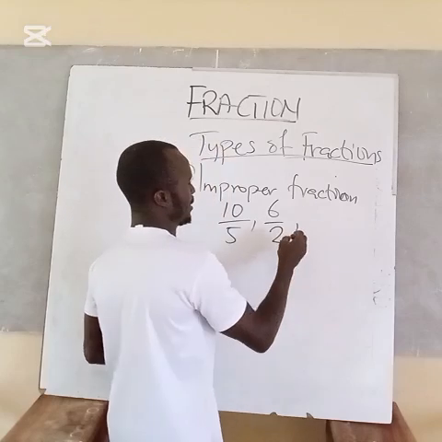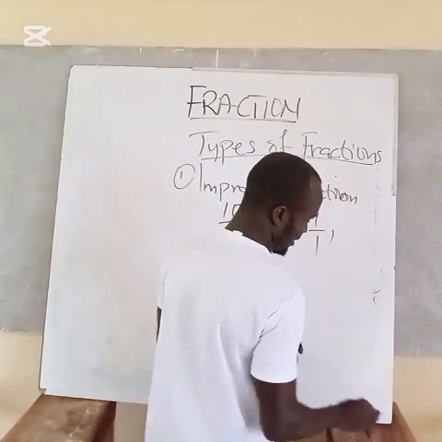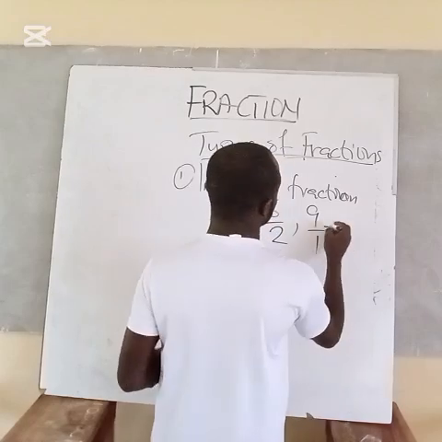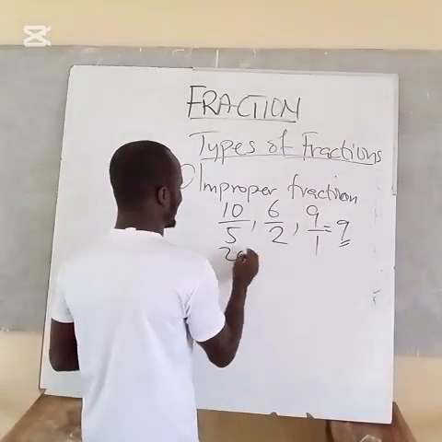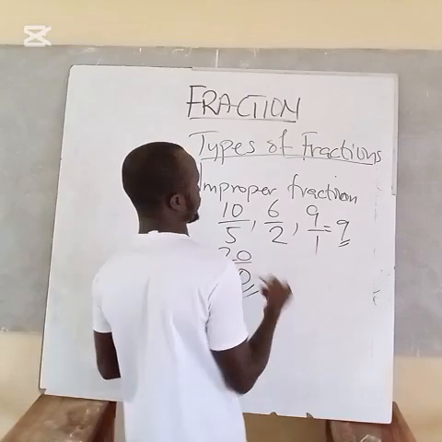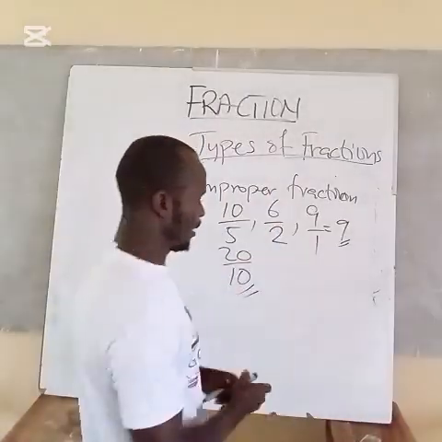6/2. 9/1. 9/1 is the same as 9. This one in another form is 9, but in the fraction we write it this way. 20/10. These are the fractions we call improper fractions.